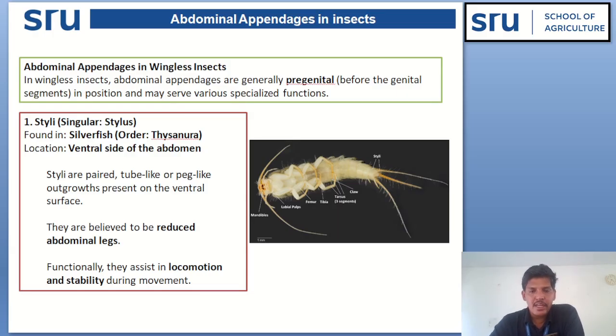Styli are paired, tube-like or peg-like outgrowths present on the ventral surface of the abdomen. They are believed to be reduced abdominal legs. Functionally, they help in locomotion and stability during movement.